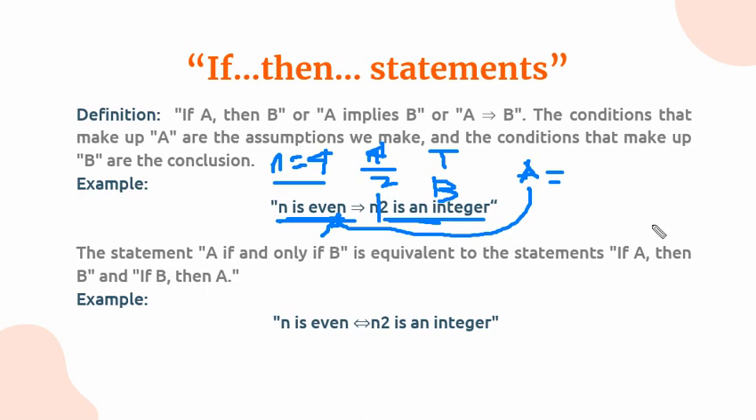A statement of the form if A then B sometimes means A if and only if B. For example, let's go here. Aside from if and then, we also have what is called if and only if. So the statement A if and only if B is equivalent to the statement if A then B. Okay?